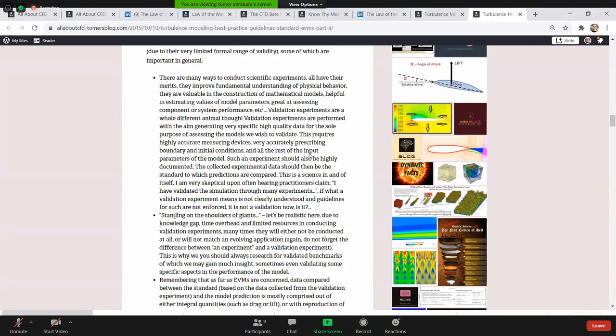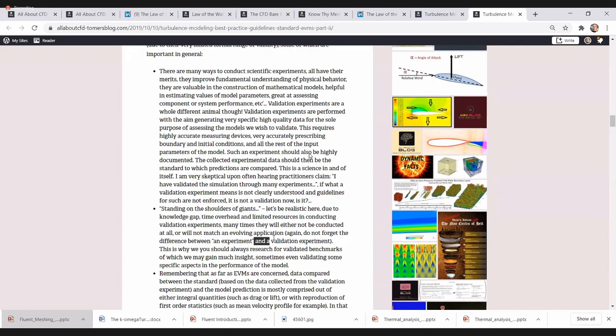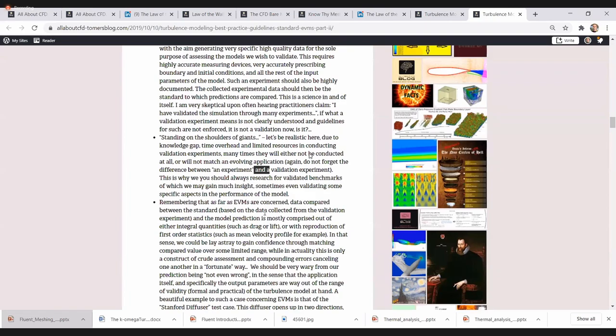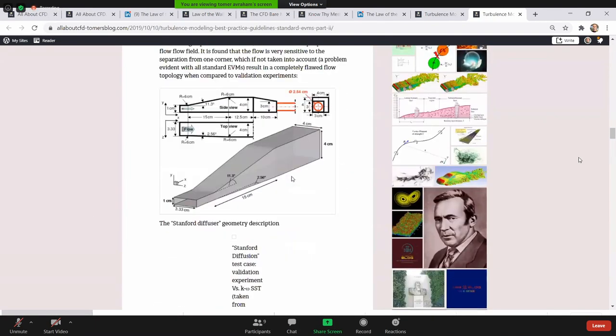Let's be realistic. Due to the knowledge gap, time overhead, and limited resources, conducting validation experiments is rarely done. Measuring a temperature over a component is not a validation of a simulation. Okay, that's enough for me.